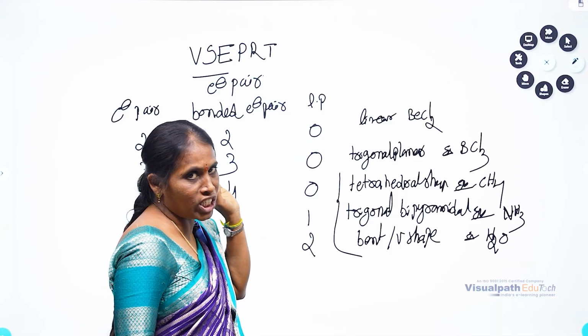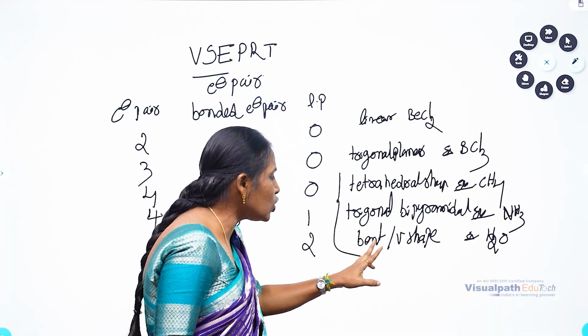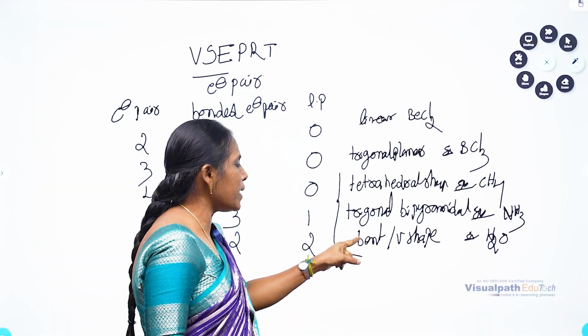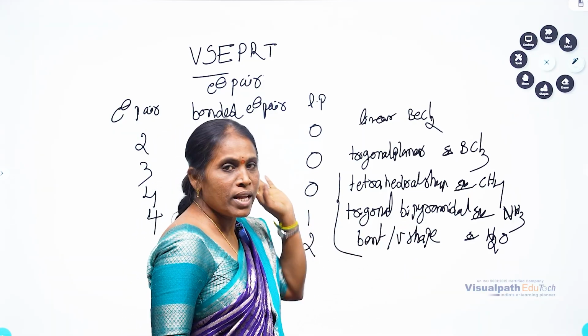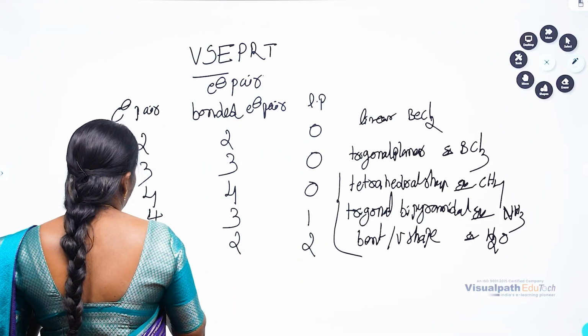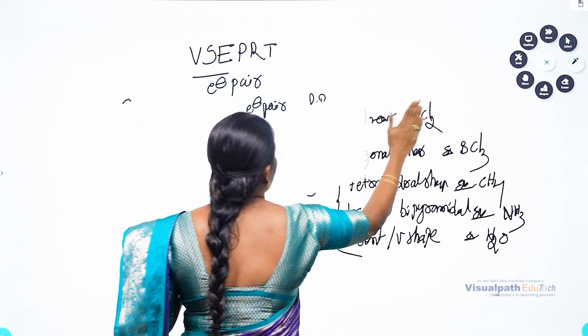The example is NH3, that is ammonia. And here it is with 2 lone pairs of electrons. Then automatically it changes its shape, so that is bent or V shape. The example is the H2O molecule. And next we see some more examples.